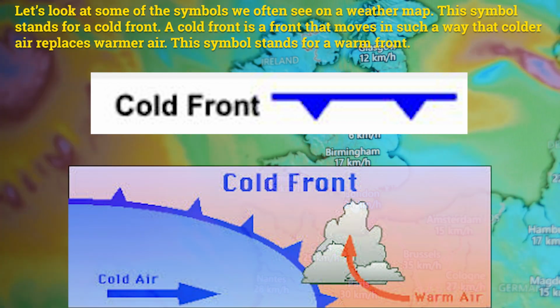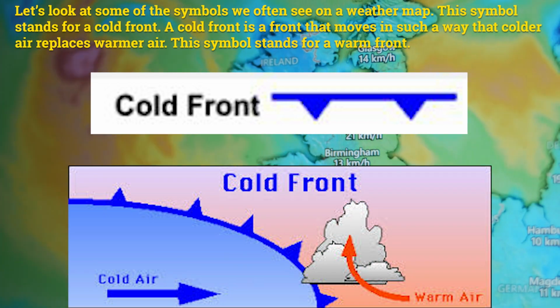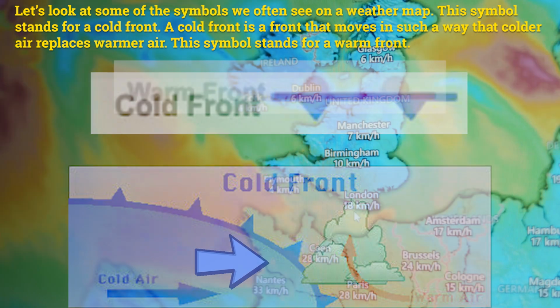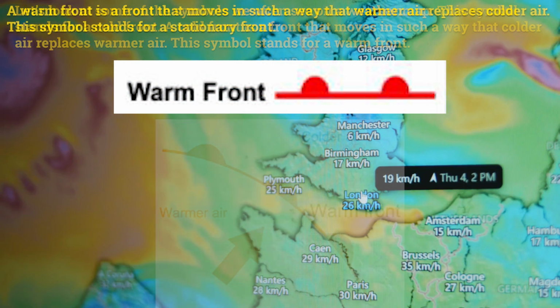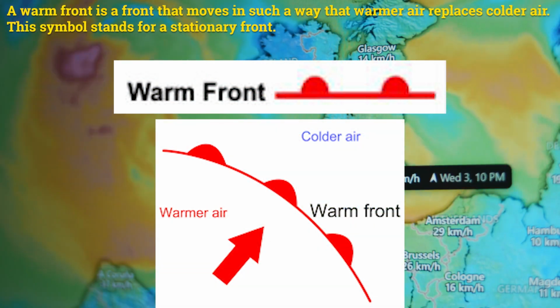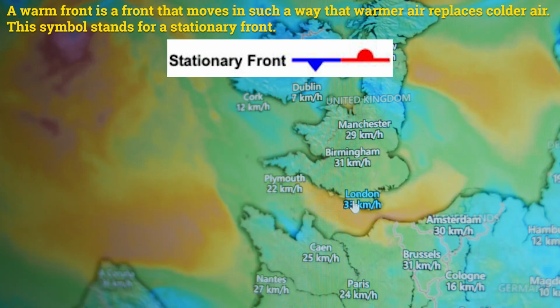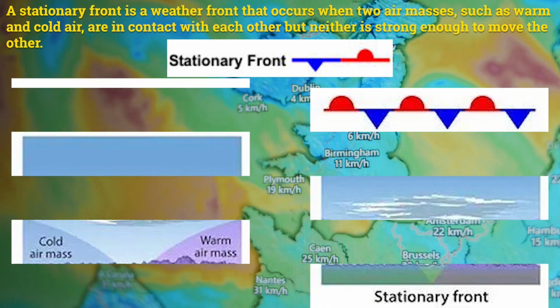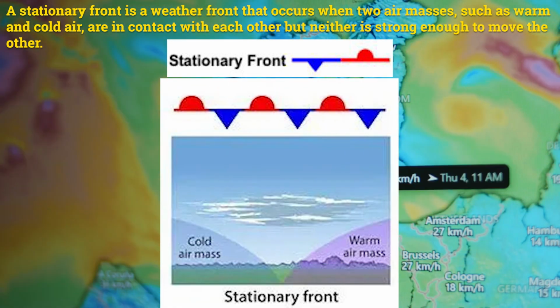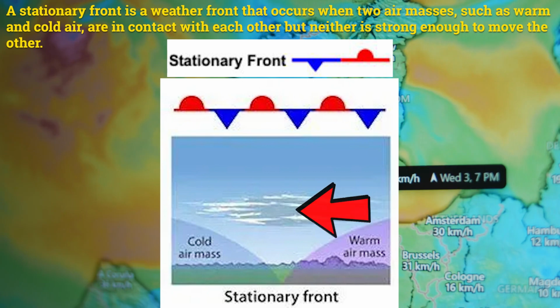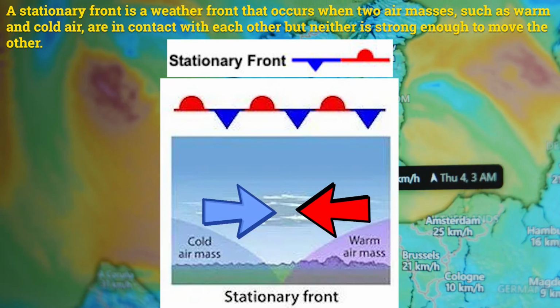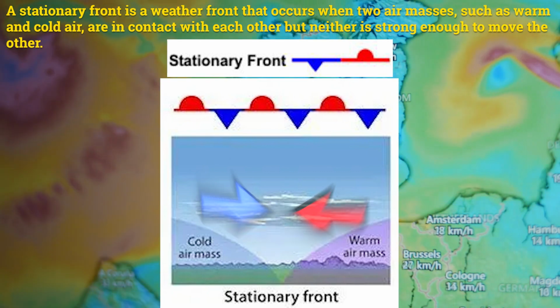A cold front is a front that moves in such a way that colder air replaces warmer air. This symbol stands for a warm front. A warm front is a front that moves in such a way that warmer air replaces colder air. This symbol stands for a stationary front. A stationary front is a weather front that occurs when two air masses, such as warm and cold air, are in contact with each other, but neither is strong enough to move the other.